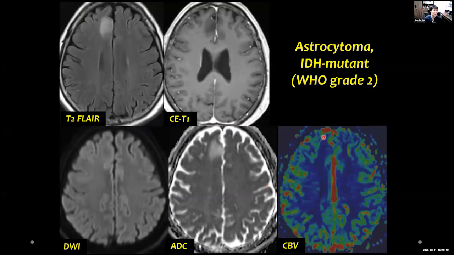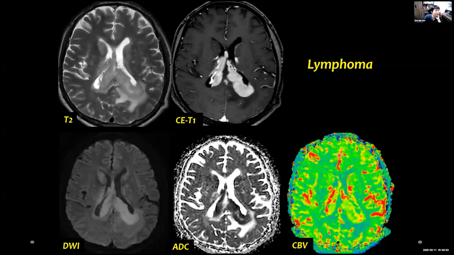In contrast, with WHO grade 2 astrocytoma, IDH mutant, you'd see some tumor-like features such as some mass effect, as shown here. There's a T2 hyperintense lesion at the right frontal lobe with a bit of mass effect, but no definite contrast enhancement, no definite diffusion restriction, and no definite CBV increase. But this was diagnosed as a tumor of this specific pathology. So you can see a dramatic contrast between the low-grade and high-grade gliomas in terms of the CBV map.